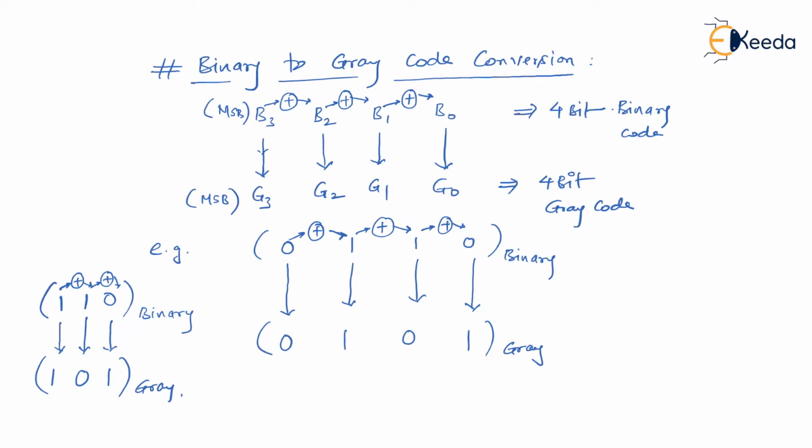Once you have understood binary to gray and gray to binary, we will start with the circuit diagram also. Here we have understood only the binary to gray code conversion along with the process, along with 2 examples. Now let's draw a circuit diagram for the same.